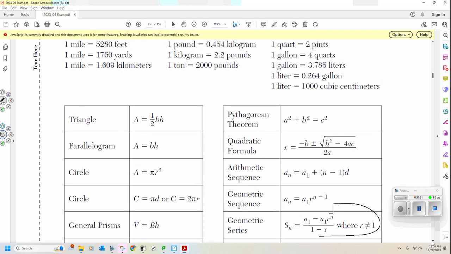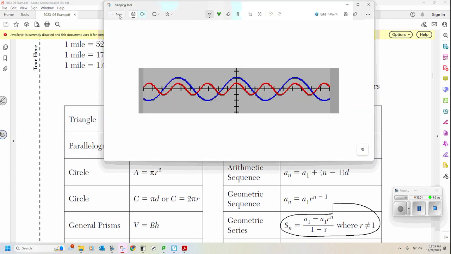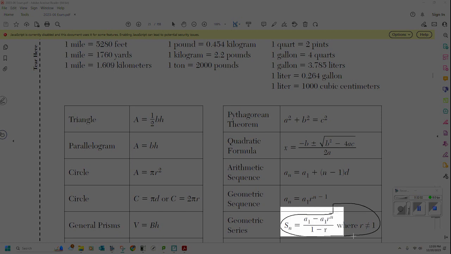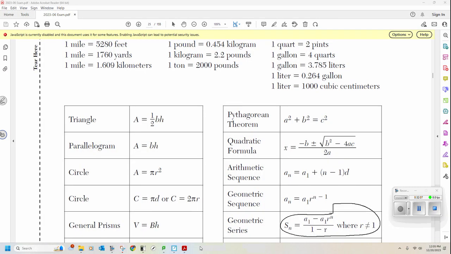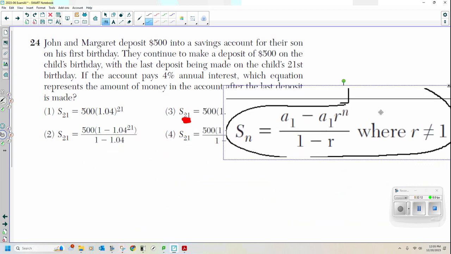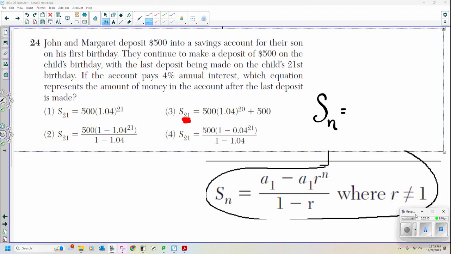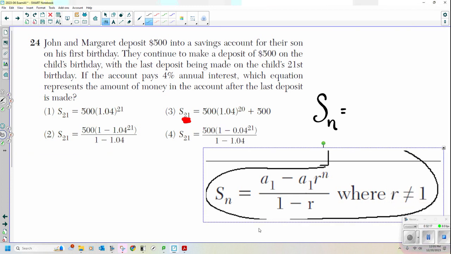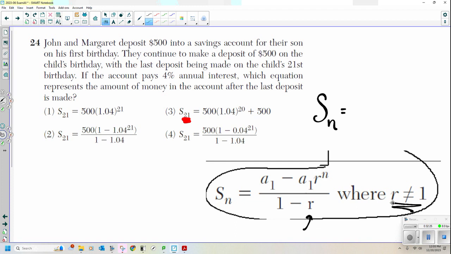I'm going to use that right there. So let me take that and put that on our test right now. Why are they telling me that r cannot be 1? Because if r was 1, that's just them safeguarding themselves. If I put a 1 here, 1 minus 1 is 0, and the denominator would be 0, and it wouldn't work.